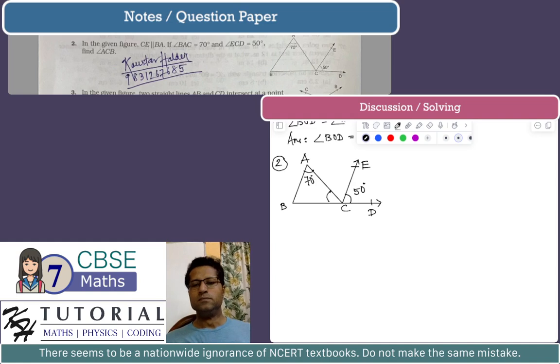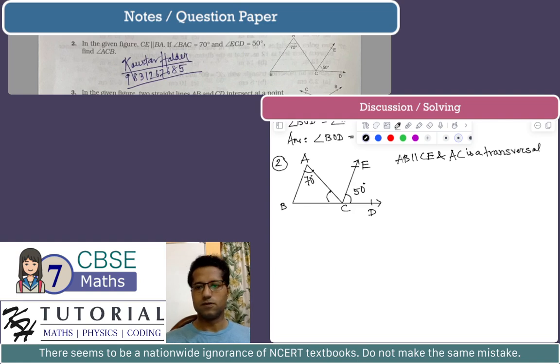Okay. Now, since CE is parallel to AB, we must consider that and apply the concept of a transversal intersecting two parallel lines. So we can see that AB is parallel to CE and AC, and we have to find angle ACB. Okay, and we see that AC is a transversal.